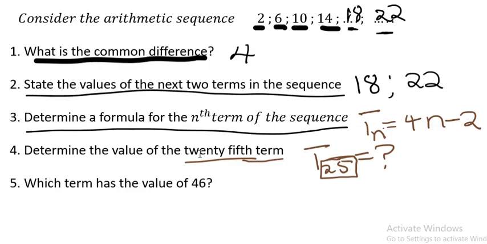So we have answered the question. Let's go back. Now we say T25 is equal to 98. So we have answered the question. Now the last question says which term has the value of 46. So you are given Tn. Your Tn is equal to 46. Okay, so let's go and answer the question.